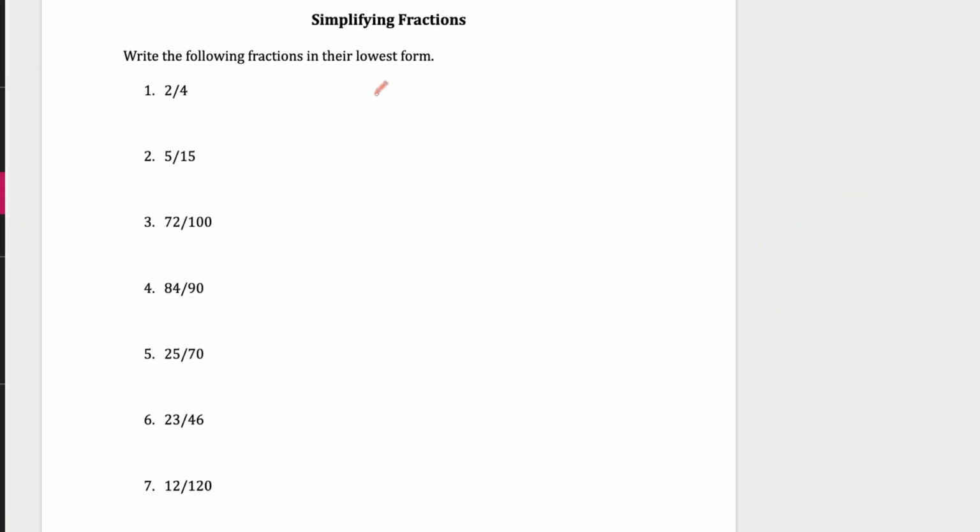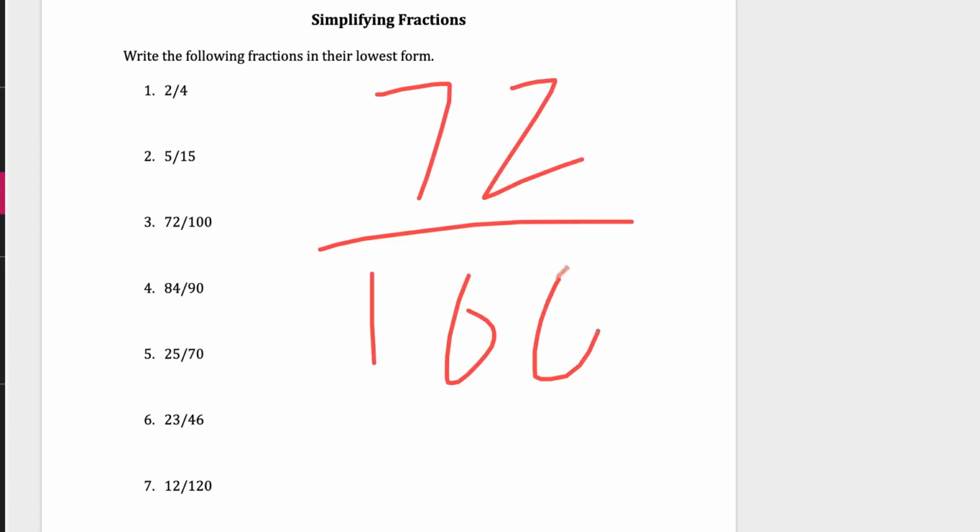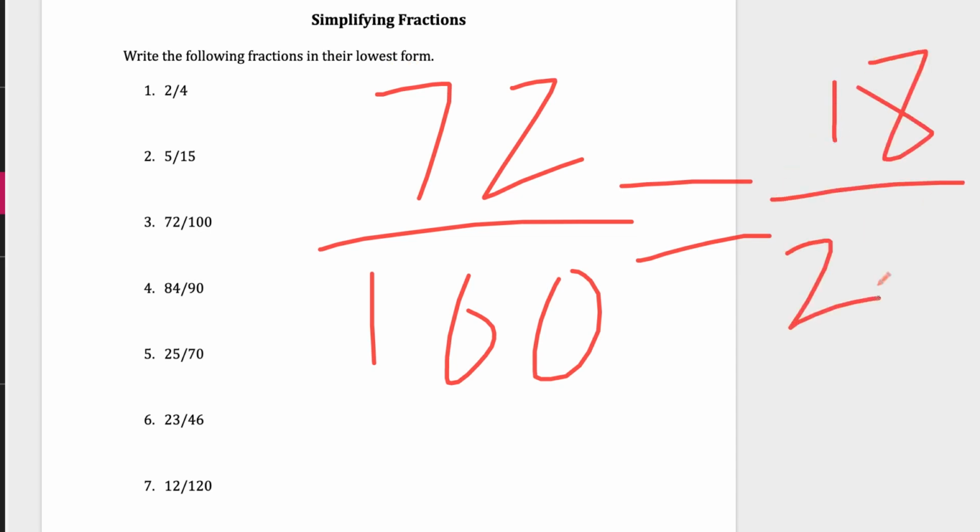And let's try one more. 72 over 100. So for this one, you have multiple options. You could divide everything by 4, which makes it faster, or pretend you didn't know that this was divisible by 4, then you could just divide by 2. But since I know that it's divisible by 4, I'm going to do 72 divided by 4, which equals 18. And 100 divided by 4 equals 25. So number 3 is 18 over 25.